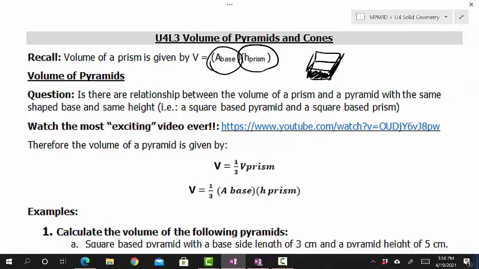Okay, so I would like you guys to pause this video and go ahead and watch this YouTube link. It shows you a neat connection between finding the volume of a pyramid and the volume of a prism. So pause this video and go watch that one.